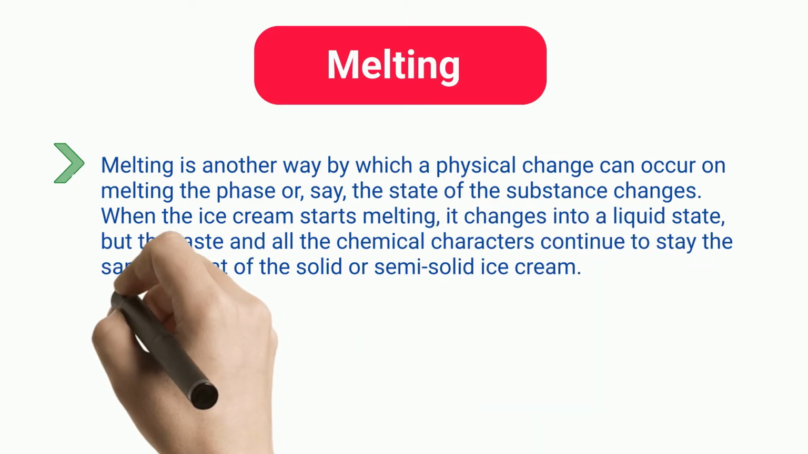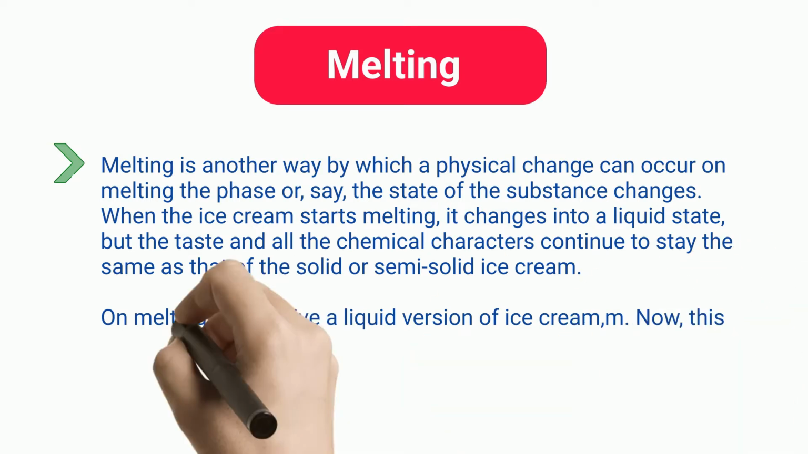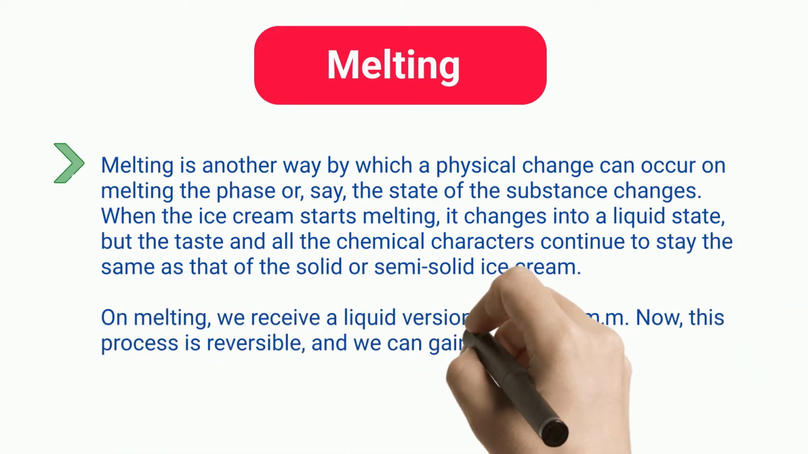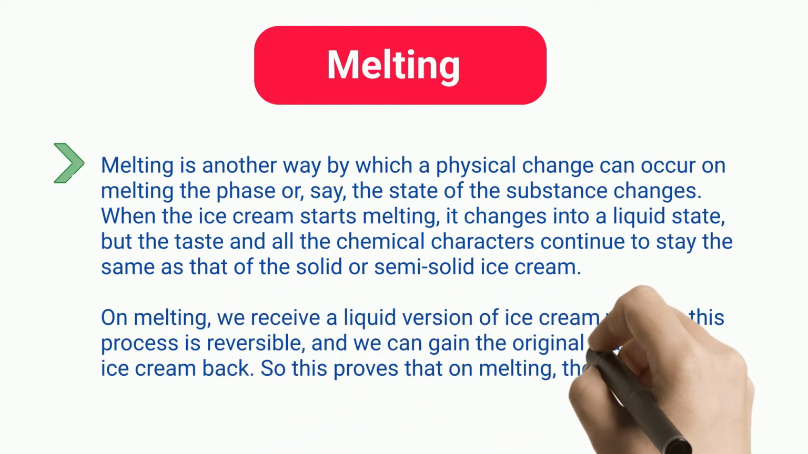On melting, we receive a liquid version of ice cream. Now, this process is reversible, and we can gain the original state of the ice cream back. So this proves that on melting, a physical change takes place.